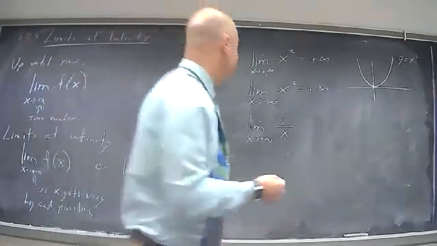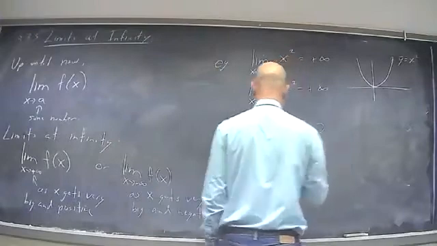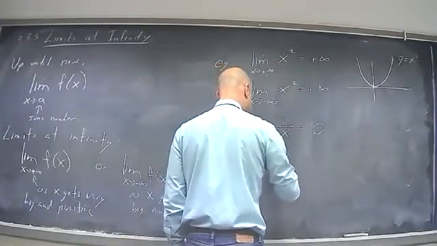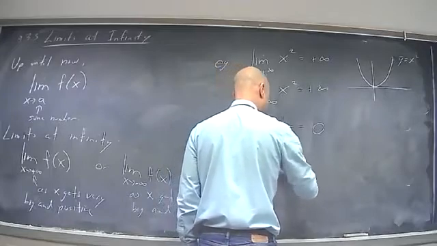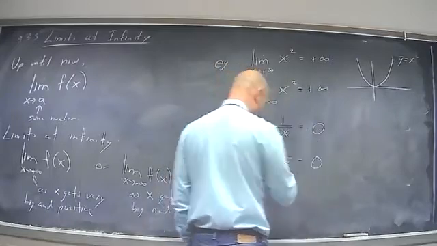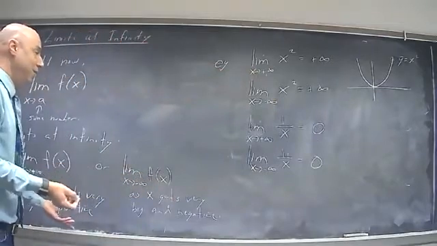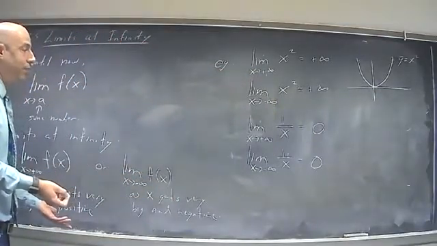It's getting close to 0, exactly. And same with the limit as x goes to negative infinity of 1 over x. That's also 0, because if I take 1 over a really big negative number, I get a really tiny negative number. It's getting close to 0.